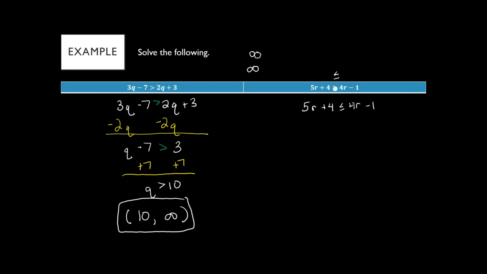So the first step is to move the r to the left. So I'm going to subtract 4r from both sides. So 5 minus 4 is 1. So we have r plus 4 is greater than or equal to negative 1. So once you've got your variable on the side that you need it, you move the number. So we're going to subtract 4 from both sides.